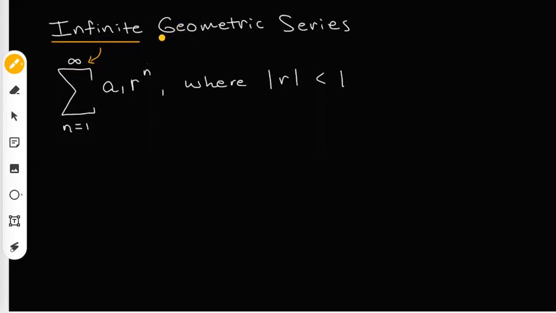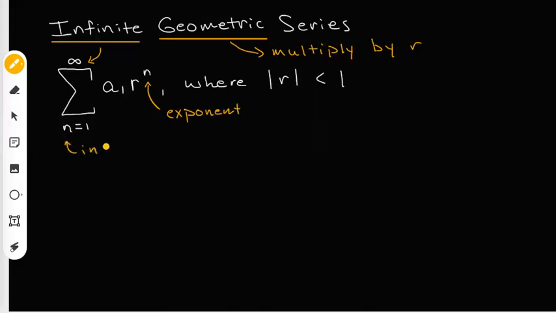Over here, for geometric, what geometric means is that to get to each new term, you need to multiply by r. So we're going to be multiplying by r. That way we can get to each new term. So we're going to be multiplying by r a certain number of times, and that's going to be given by this exponent right here. And the exponent is going to be the index for this sigma notation.